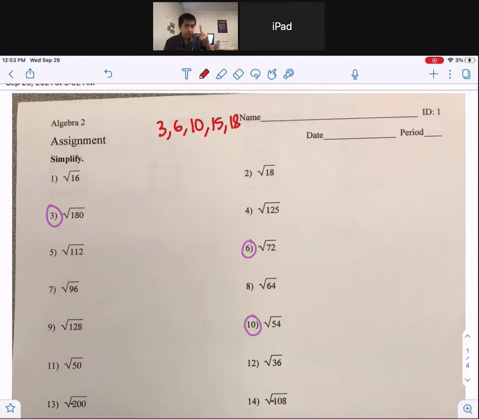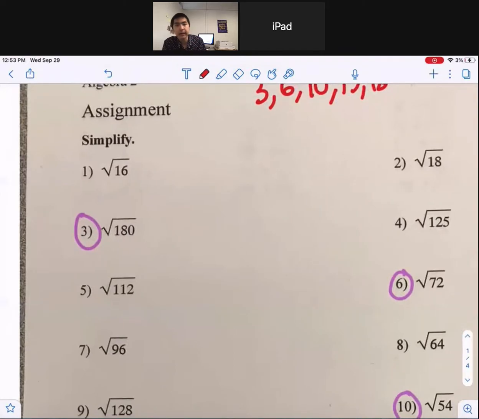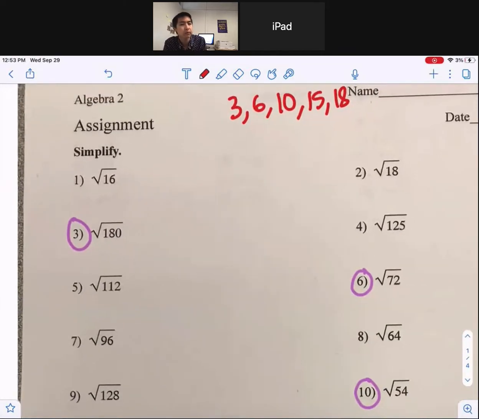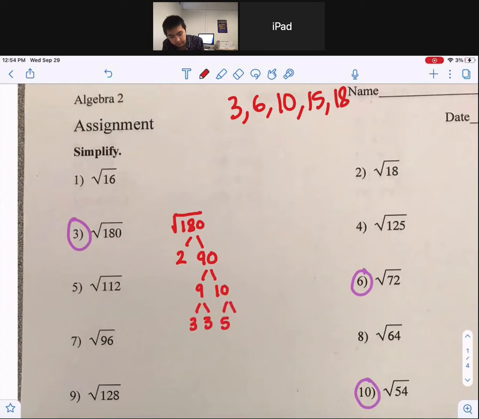Okay, number 3. Again, if you cannot figure out the biggest perfect square that 180 is divisible by, you should do a prime factorization tree. You could divide 180 by 2, and that would be 2 times 90. Then you can factor out 90 any way you want, but I'm just going to pick 9 and 10. Factors of 9 are 3 and 3, and factors of 10 are 5 and 2.